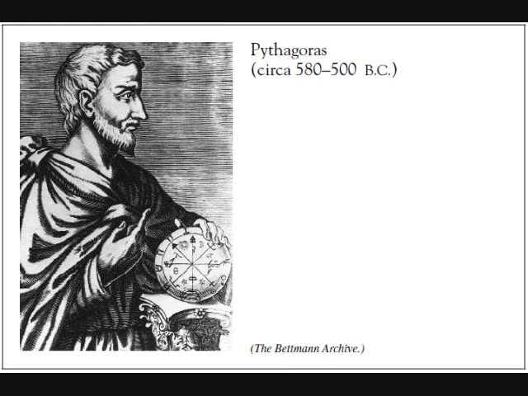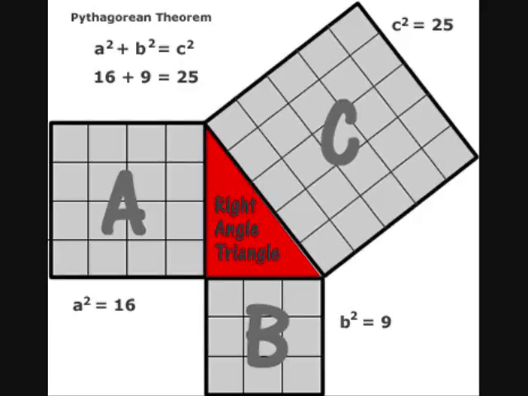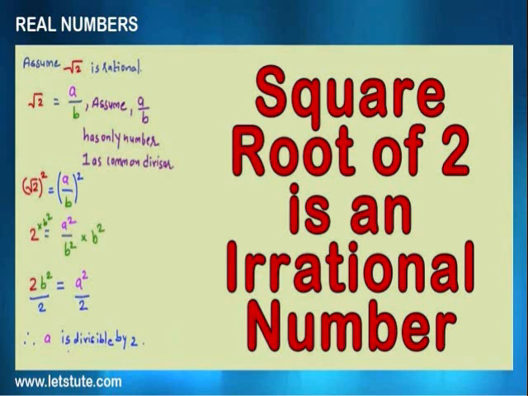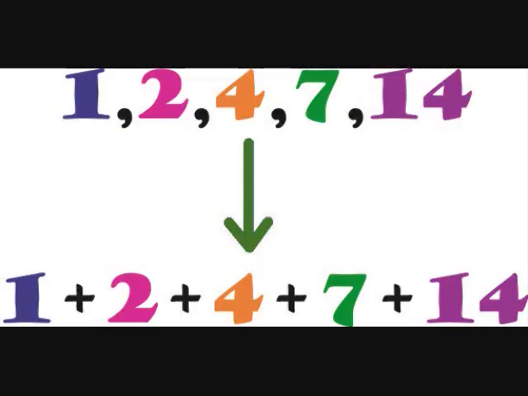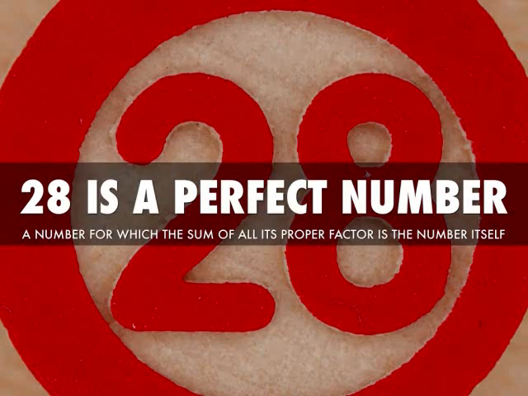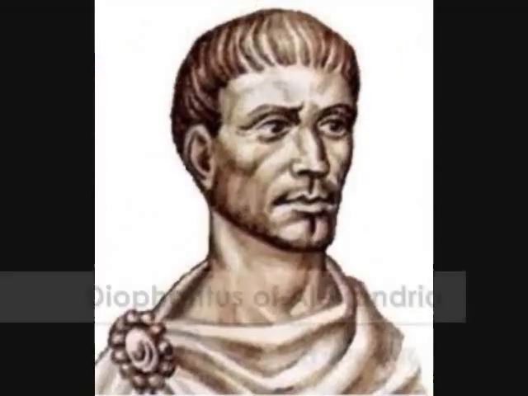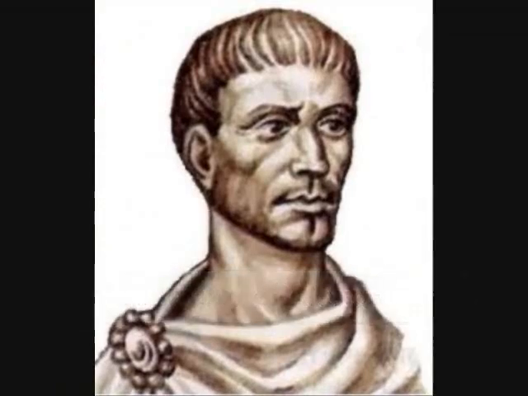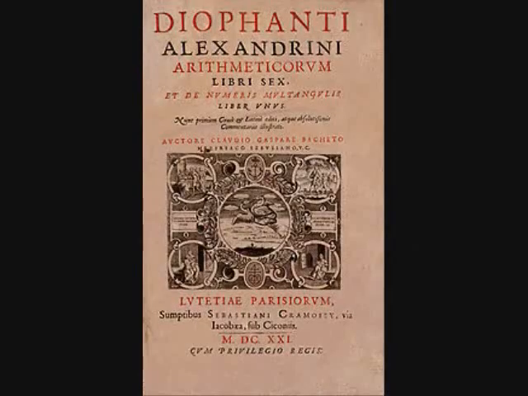Pythagoras' famous theorem states that the sum of the squares of the shorter sides of a right triangle is equal to the square of the longer side, which is the hypotenuse. He also worked on proving various other theorems or axioms, including that the square root of 2, which is an irrational number, could not be given in the form of an integer or fraction. He also discovered that 28 was a perfect number. Very little is known about Diophantus of Alexandria. 6 out of the 13 books of Diophantus's Arithmetica survive in the original Greek.